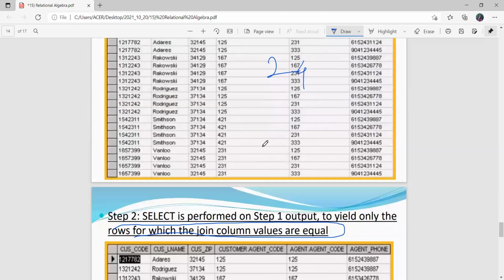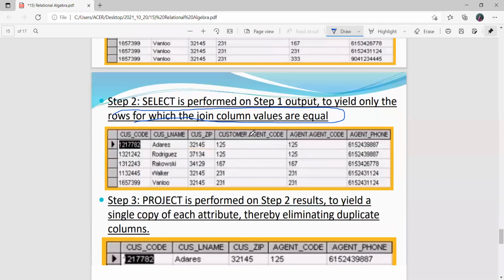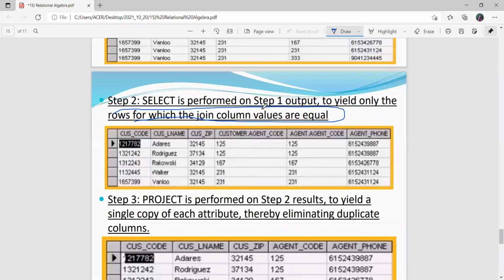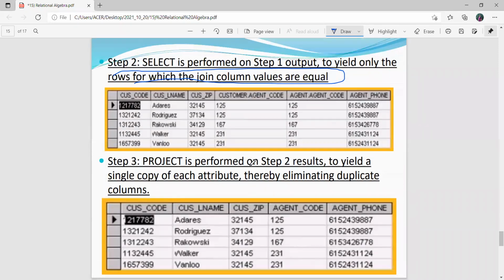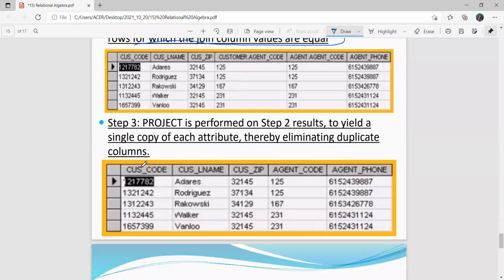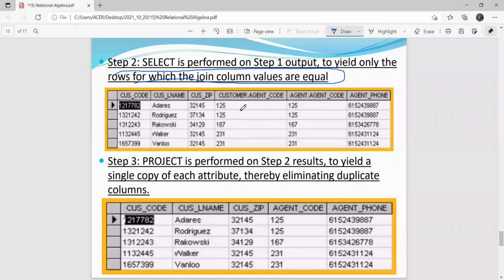First, you need to find the product of these two tables. Then you take the rows where the column values are equal. Then you eliminate the duplicate values. Okay. In this case, you can see this column is from the customer table, this is from the agent table, the same column with the duplicate. So in the third step, you remove one column from the table.